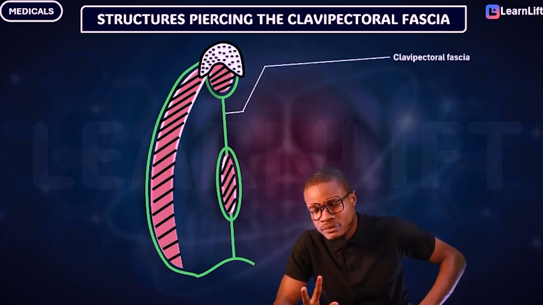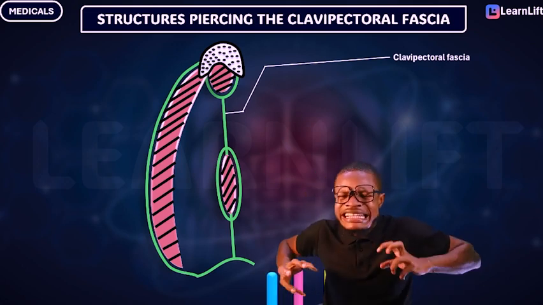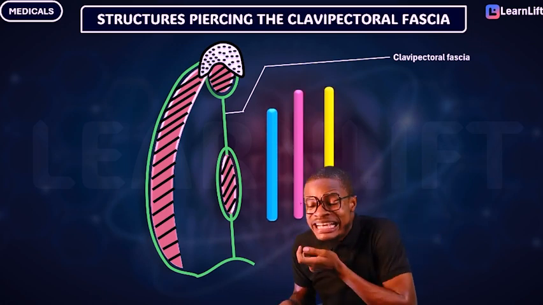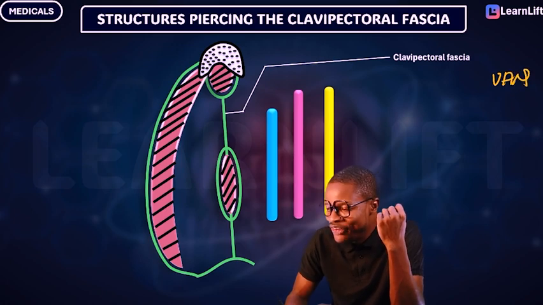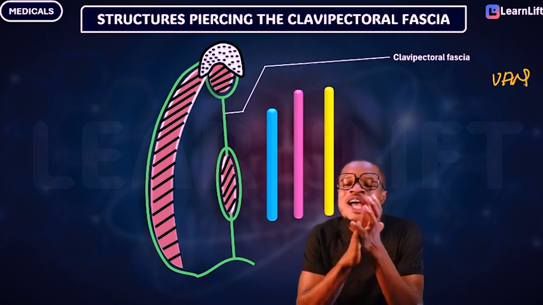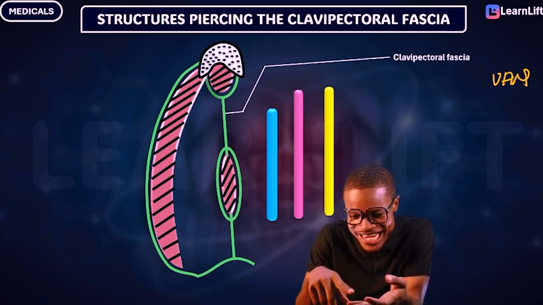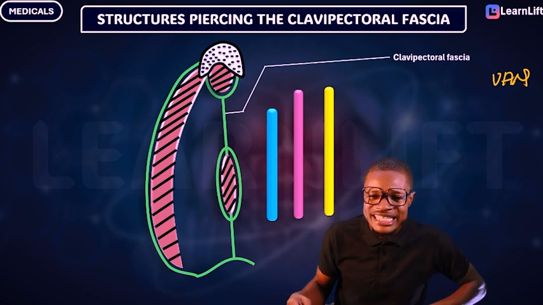Yes. So, beside the clavipectoral fascia, you see three structures running upwards. Are you getting me now? And these three form what is called your VAN. What do I call them? VAN. What is your VAN? Your vein, artery, nerve. The first is your vein, the second is the artery, the third is the nerve.